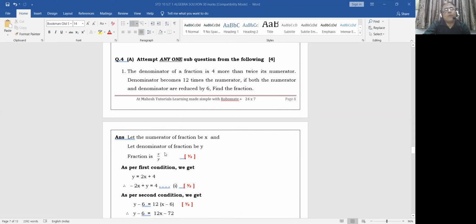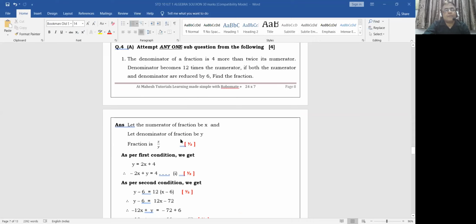Moving on to question number 4 for 4 marks. One question for 4 marks. Now here in the board exam, they will ask an outside sum. Here we went with our textbook only. It is a textbook sum only. The denominator of a fraction is 4 more than twice the numerator. Denominator becomes 12 times the numerator. If both the numerator and denominator are reduced by 6, find the fraction.